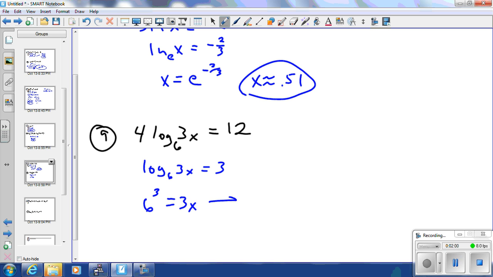Which means if you take 6 to the 3rd power, you get 216. So we have 3x is equal to 216. And x is going to be equal to 72.